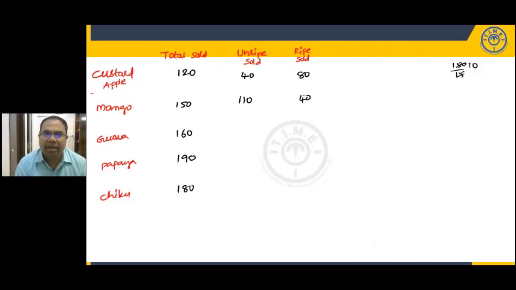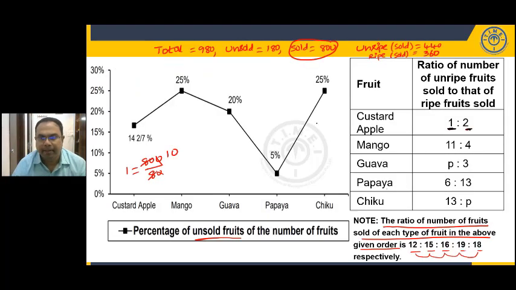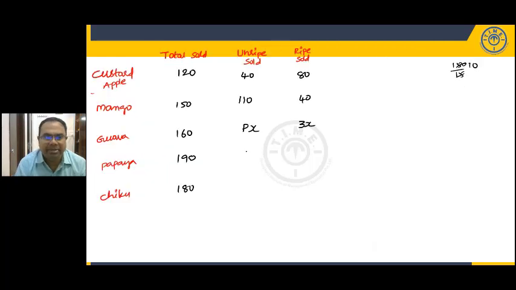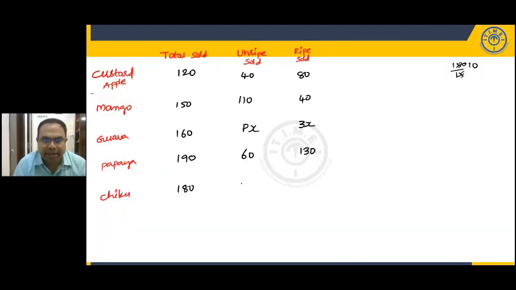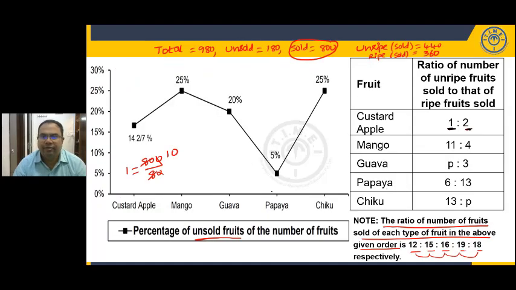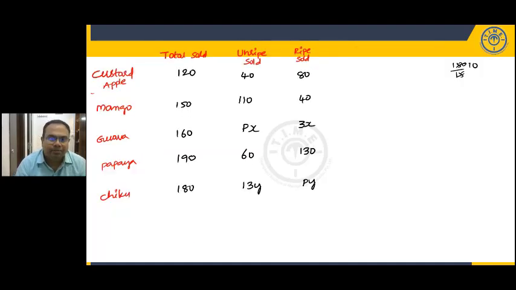Then P:3. I don't know the P value, so let me take it as PX and 3X. You cannot take the ratio value directly, so take it as some constant. PX, 3X. Papaya 6:13. 19 parts, each part 10. 60, 130. Then you have Chiku 13:P. Another ratio, so you have to take two different variables: 13y, Py. You cannot take the same variable. Right. Now, friends, can I write this just here?